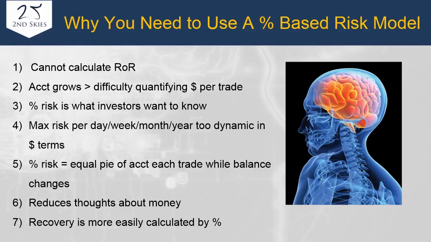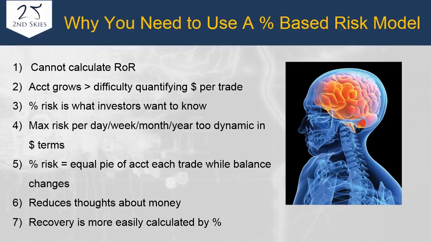It kind of leads into the next point where I talk about percent risk. Percent risk is an equal part of the pie of your account for each trade while the balance changes. So these 2 points correlate to each other. What do I mean by that? If I am risking 0.5% per trade, whether my account is $500,000, $1 million, or $10 million, I'm always exposing the same proportion of my account. So if I lose any one trade, I only lose 0.5%. With dollar amounts, I have to constantly recalculate and do extra calculations.